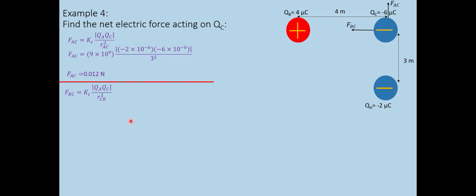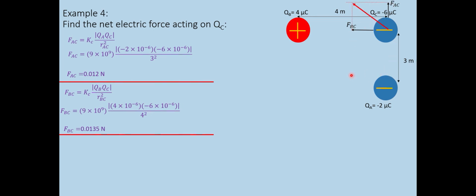FBC is a repelling force, it repels A. And then FBC equals KC QB QC over RBC squared. KC is 9 times 10 to the power of 9. QB is given as 4 microcoulombs. We convert it to coulombs. QC is negative 6 times 10 to the power of negative 6 coulombs, over 4 squared. We find the answer. Same thing, the forces FBC and FAC are perpendicular to each other. We draw the lines parallel to the x-axis and the y-axis, and we draw the net or the resultant force, which is F net. To calculate it, we use Pythagorean, and we find the answer.